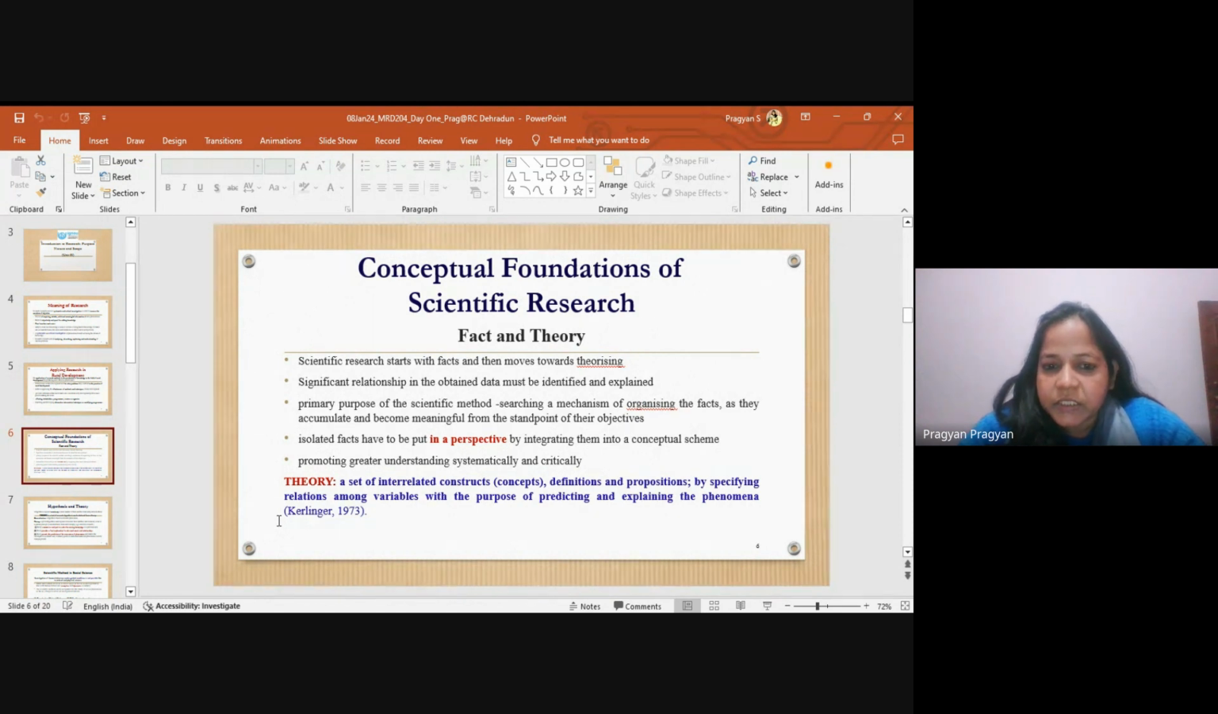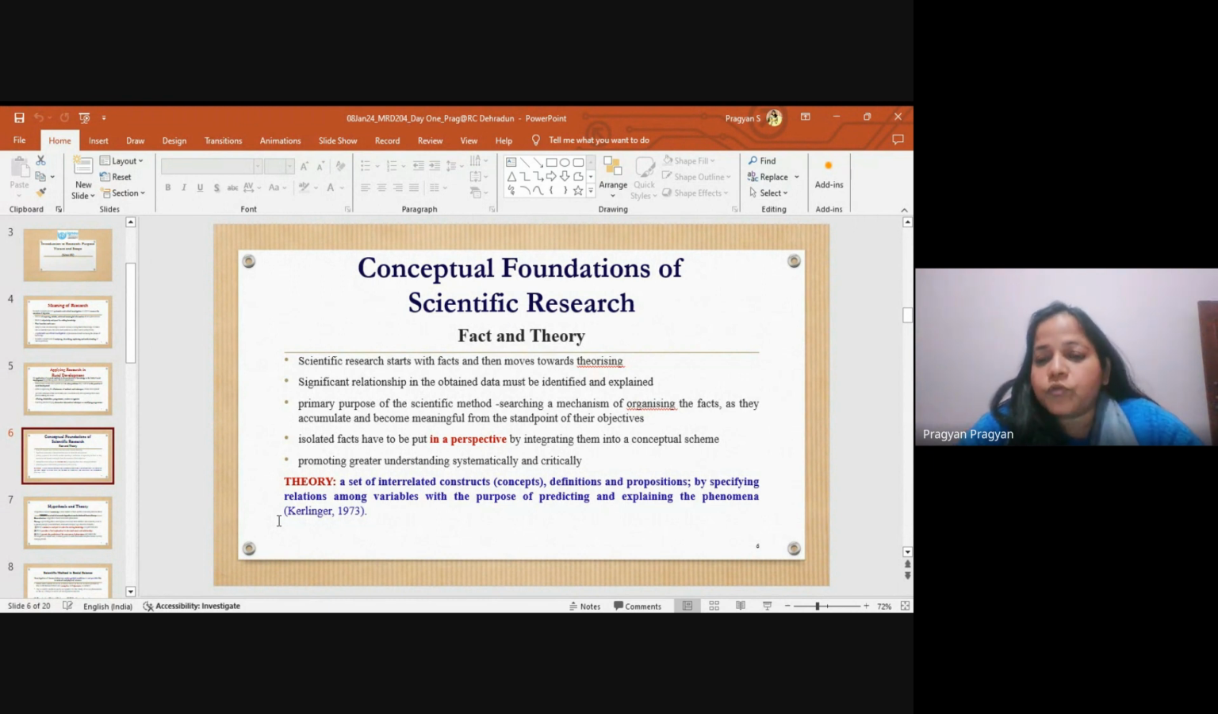So there is a continuous, unending, very dynamic relationship between fact and theory. The whole scientific research starts no doubt with facts, but those facts are always guided by theorizing. That is why whenever you are conducting any dissertation as part of your course, you are supposed to go through the whole review of literature.